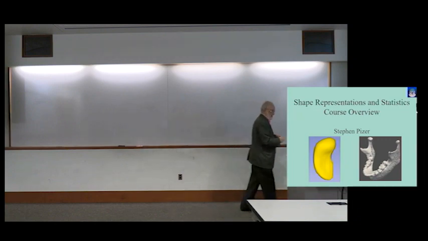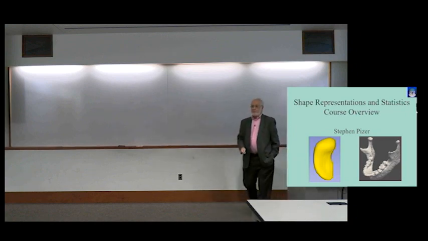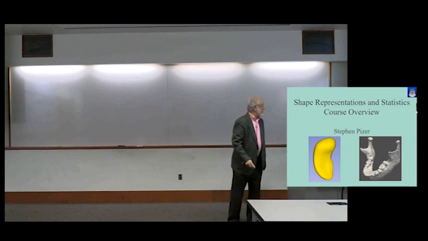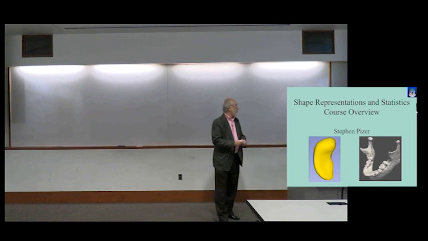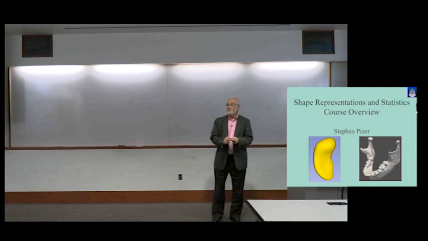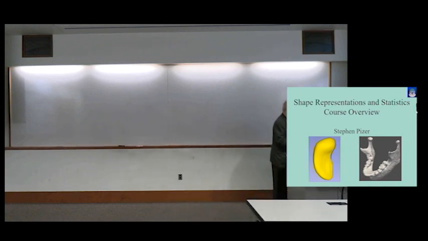Statistics. And most of the shapes that I'm going to be talking about are anatomic shapes, such as this hippocampus, something that's in the brain, which is yellow here, or this, I probably can recognize the jaw, fancy medical term, the mandible on the right. And we're going to be talking about representation of objects like that, computer representations, mathematical representations, and statistics on populations of them.